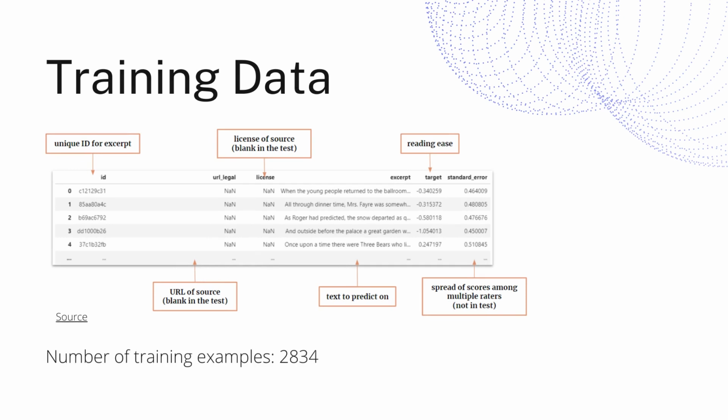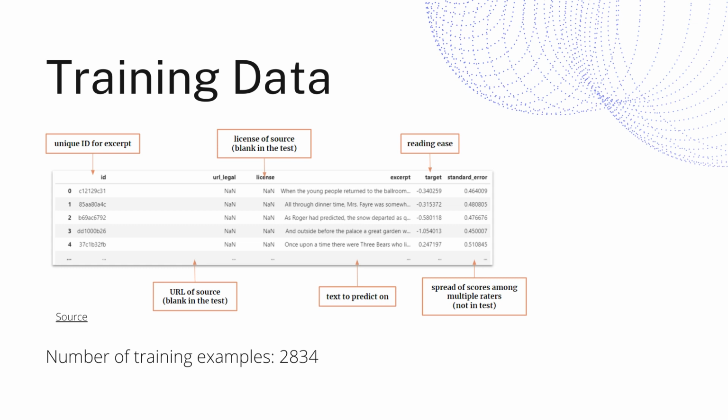This is the structure of the data we have been provided. We have the ID column, which is unique for every excerpt. Then we have the URL from which the excerpt has been taken. It is blank in the test set. Now we'll see its distribution ahead in the presentation. Then we have the license of the source, which is again blank in the test set.